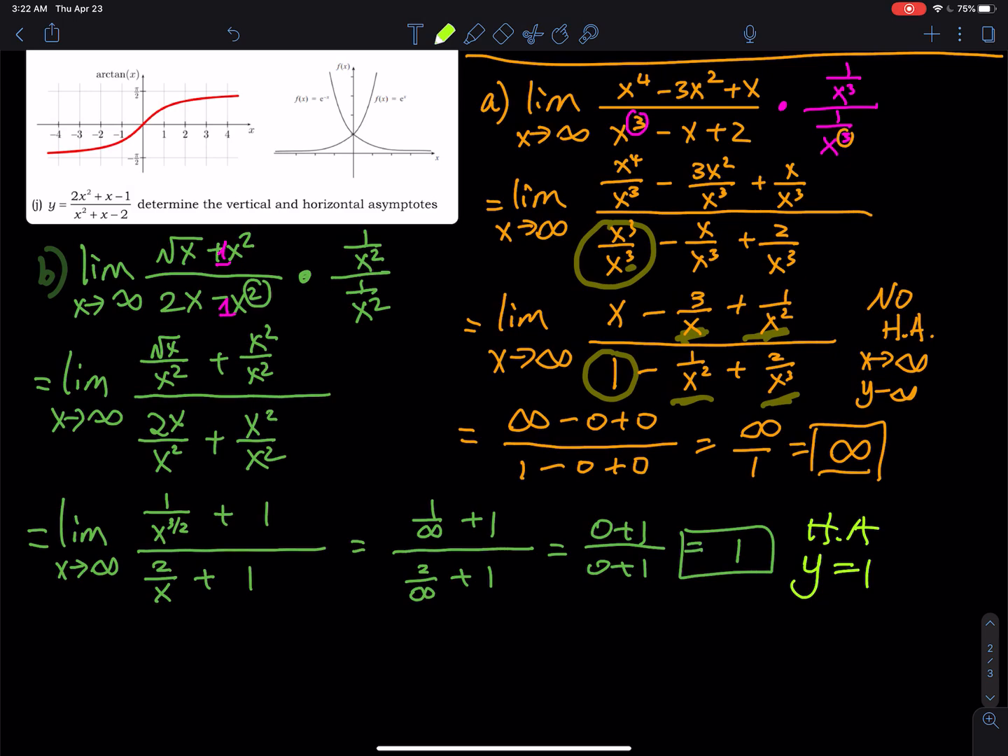Oh, actually, let me fix that really quick. This is a minus, right? So this is a minus, this is a minus, this is a minus, this is a minus. So that will be a -1. All right, quick fix.